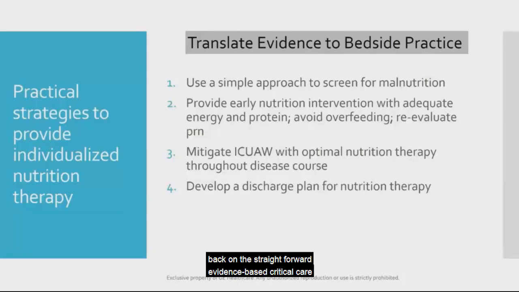Falling back on the straightforward evidence-based critical care nutrition guidelines that we've used in practice prior to this pandemic. We want to mitigate ICU-acquired weakness by providing optimal nutrition therapy throughout the disease course and work with a multidisciplinary team to develop a discharge plan for nutrition therapy. Our goal is to affirm, validate, and strengthen your clinical practice. And although the changes and challenges of what we're experiencing with this pandemic may be extreme, together we can be triumphant for our patients and for each other.